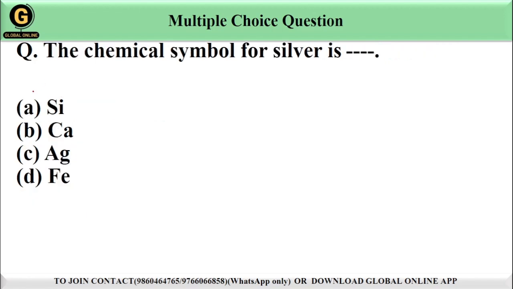The chemical symbol for silver is, options are given, A, Si, B, Ca, C, Ag and D, Fe. So guys, the chemical symbol for silver is Ag, which comes from the Latin word argentum. Silver is a precious metal used in various applications including jewelry and electronics. The other symbols correspond to different elements. Si is silicon, Ca is calcium and Fe is iron. So the correct answer for this question will be option C, Ag. Let's see the next question.